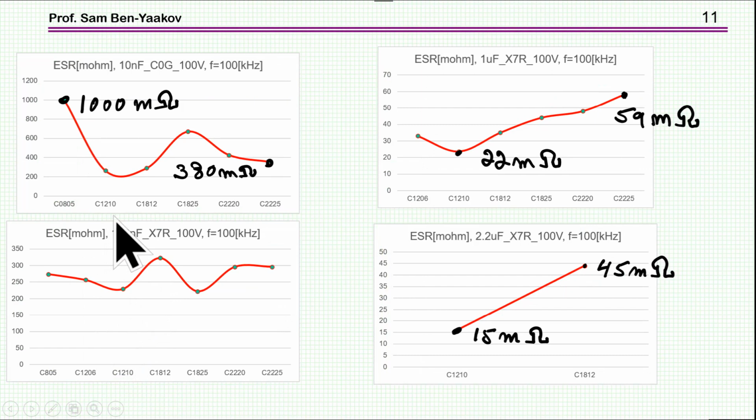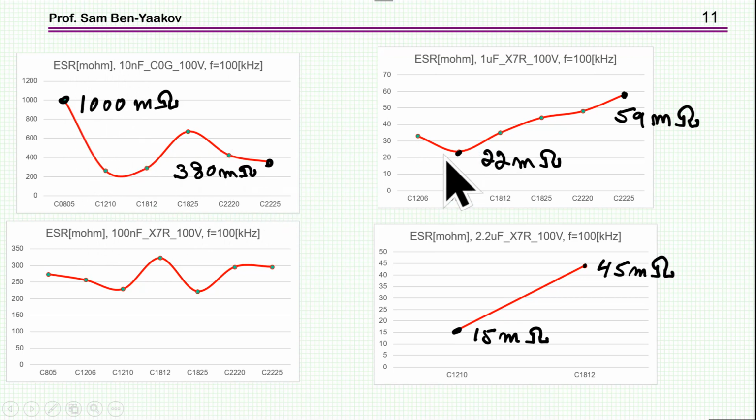All of these, by the way, are done by the PCIM, the simulation tool of Kemet. And here we see 1 ohm, and this is 0.38 ohm, 380 milliohms here. This is for the same capacitance, but different packages. So we see quite a bit of a change here.